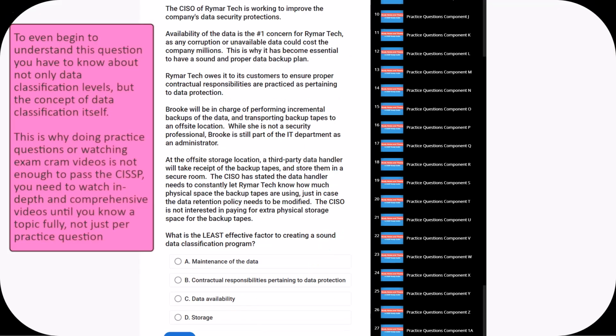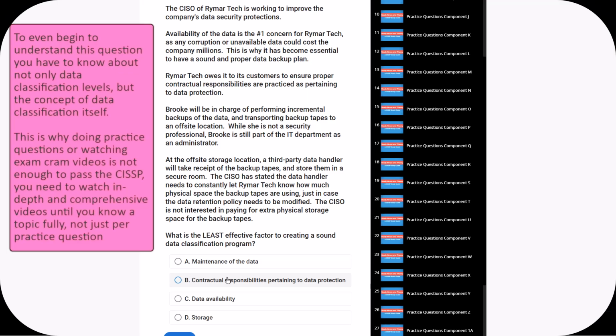Let's see, what is it? This kind of goes back to our data retention topic, but this is about data classification. Remember, that's like labeling data that is sensitive, classified, or critical. So, least effective factor. Is maintenance of the data an important factor for creating a sound data classification? Yes, it is, because you need to maintain the data in order to retrieve it and use it. Is contractual responsibilities pertaining to data protection? For sure. You've got to follow the contract with your client or customer on how they want the data classification to go.